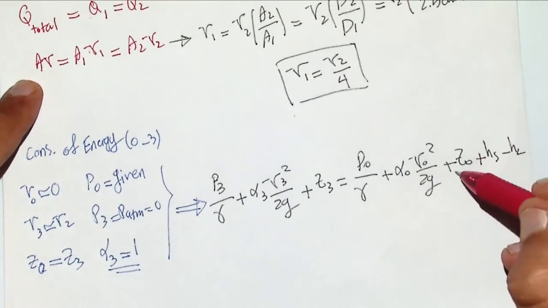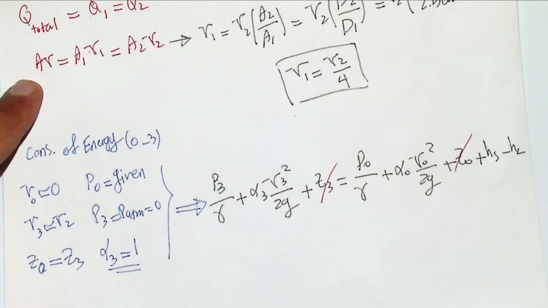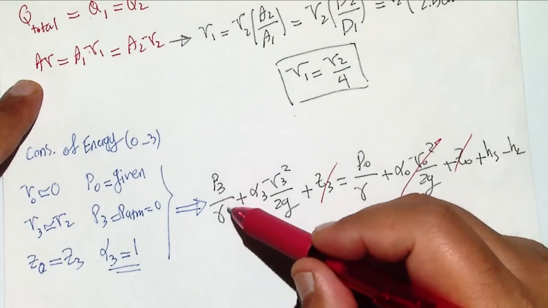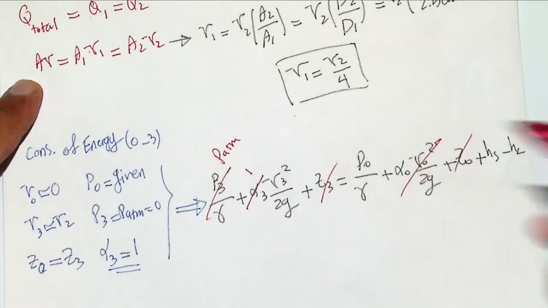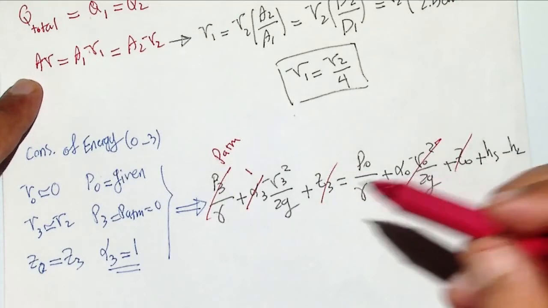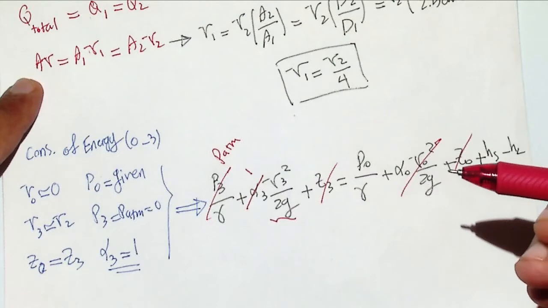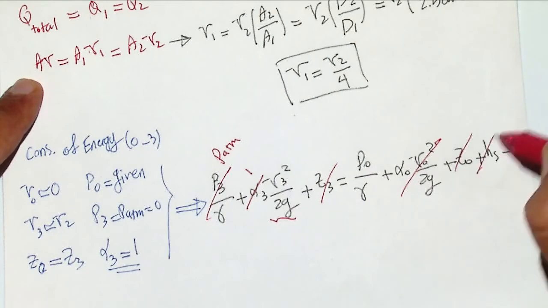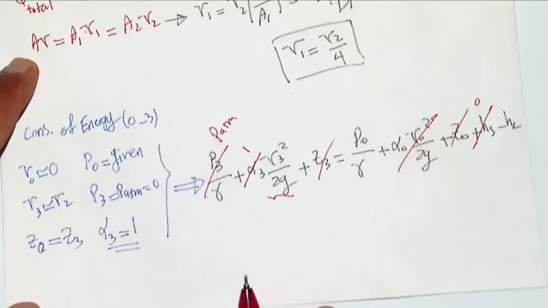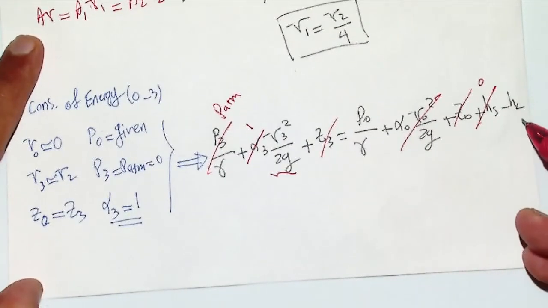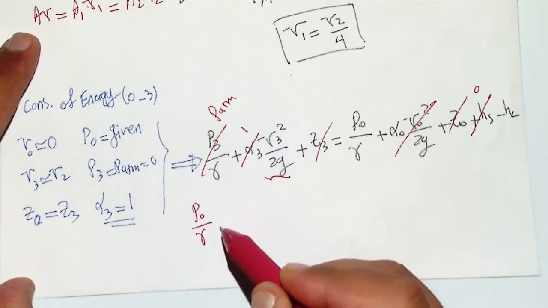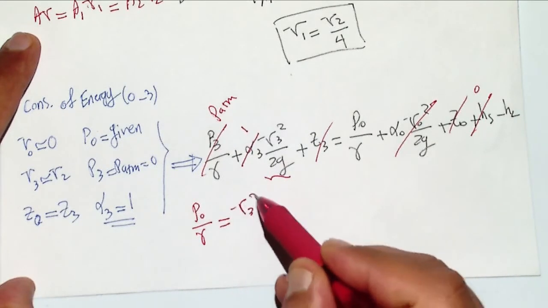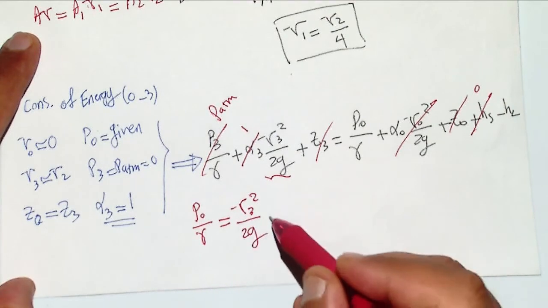First, we can say that Z0 and Z3 are similar. Then we assume that V0 is 0. And also we can cancel out this term because P3 is P atmosphere, and alpha 3 is 1. Then the only term left is V3 squared over 2g. What else? There is no work here, so it's going to be 0. So if we rewrite this equation and bring the HL, or head loss, to the other side, then P0 over gamma is equal to V3 squared over 2g plus HL.